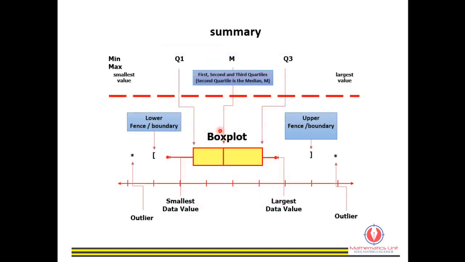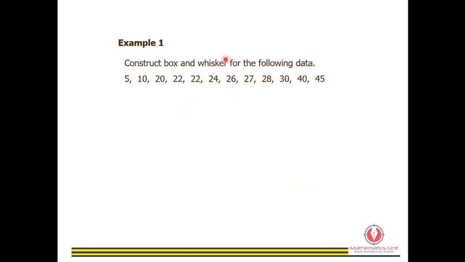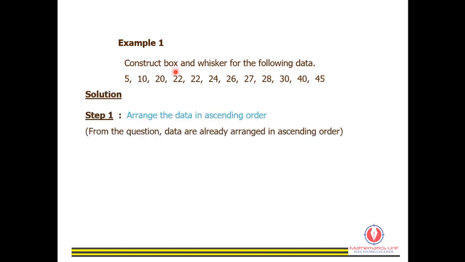So this is the summary for box and whisker. You can determine the outlier, the smallest data value, the largest data value, the upper fence, the lower fence, and the first, second, and third quartile. So Example 1: construct a box and whisker for the following data. This is ungrouped data. Okay, so follow the steps.